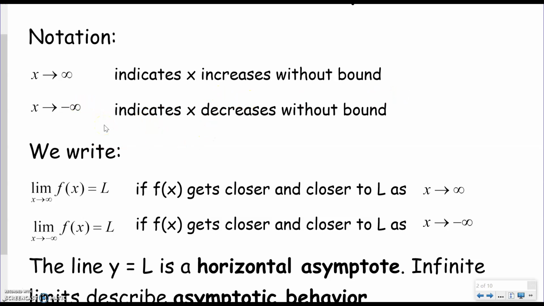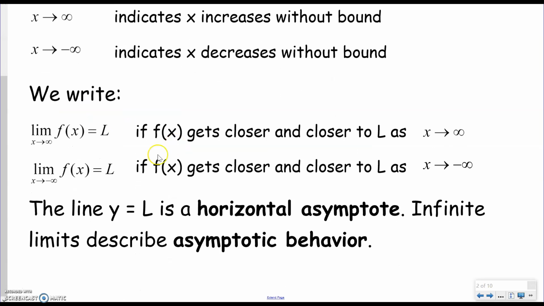And x approaches negative infinity indicates x decreases without bound. Notice the difference here, the negative sign is in front versus after. If it was after, it would indicate coming from the left side. So we will write the limit as x approaches infinity of f of x equals L if f gets closer and closer to L as x approaches infinity, and the same thing as x approaches negative infinity. L is going to be a horizontal asymptote, and infinite limits describe asymptotic behavior.